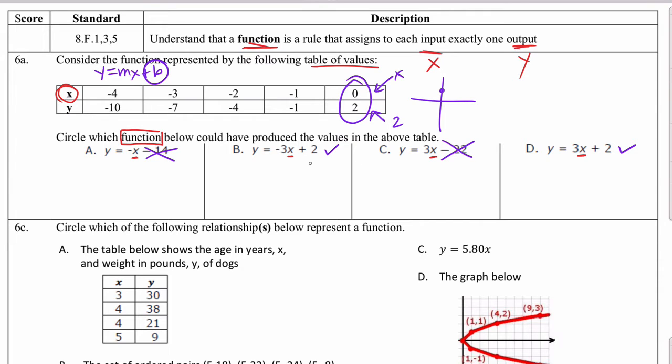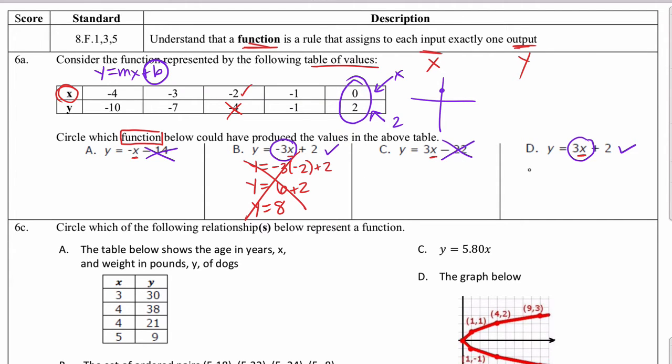So these y-intercepts match. Now the only difference between these two is this slope is negative 3 and this slope is 3. So let's use our method of putting in an x value and getting out a y value. When I put in an x value of negative 2, for example, I should get a y value of negative 4. So y equals negative 3 times negative 2 plus 2. Negative 3 times negative 2 is 6. 6 plus 2 is 8. Y equals 8. No, y is not 8. So it can't be this one.